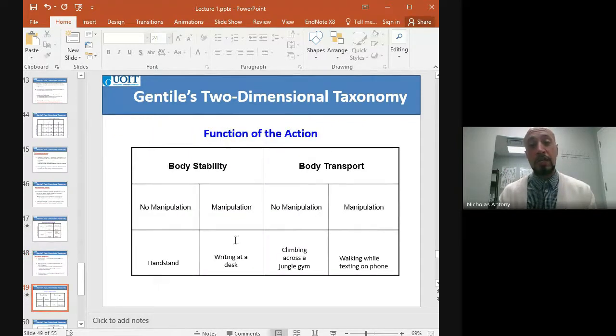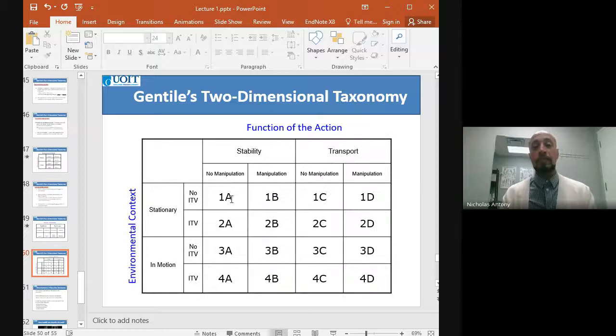So with this part of the taxonomy, we still get 4 different options. Sorry, down here. First, we're going to look at whether or not the person's center of mass is stable, or they're not moving, or if they're moving, if they're being transported, so they're riding a bike, they're running, and then whether or not they're manipulating an object in each of the cases. So we get 4 different difficulties. So when you combine them together, that gives us our 16 different levels of difficulty of a motor skill.